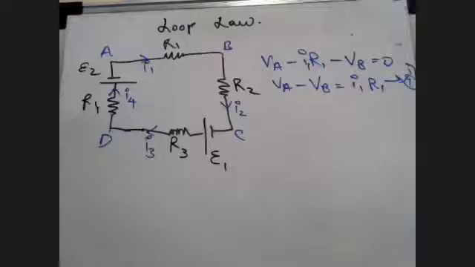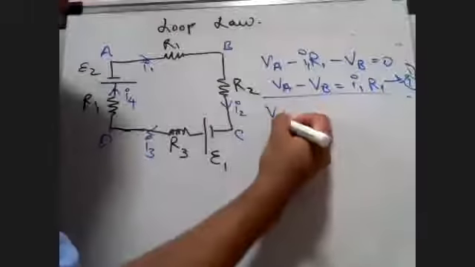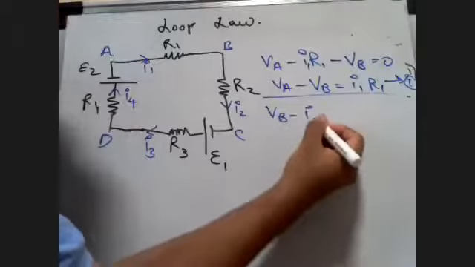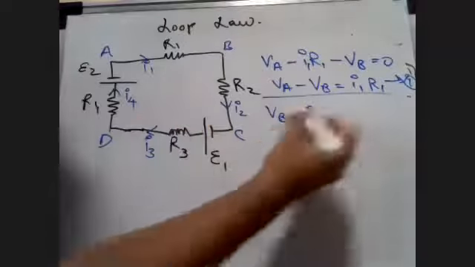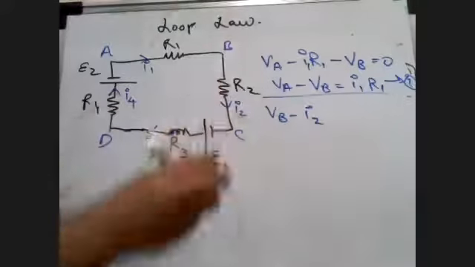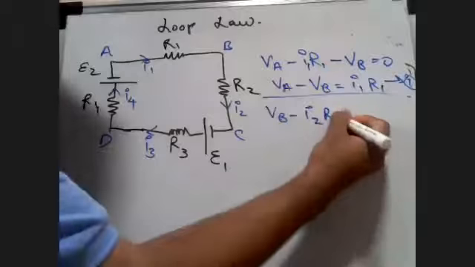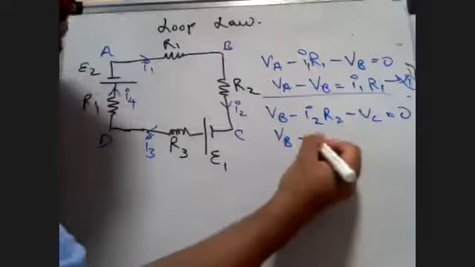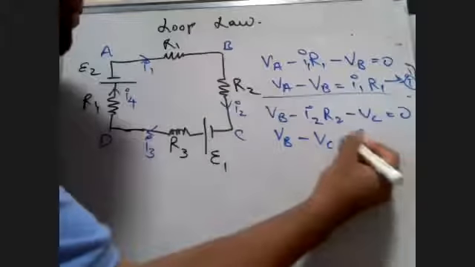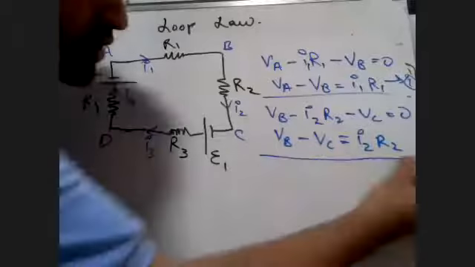Find out the same thing for B and C. What will it be for B and C? VB minus I2 R2, minus VC is equal to 0. So what we will get? VB minus VC equals I2 R2. This is our second equation.